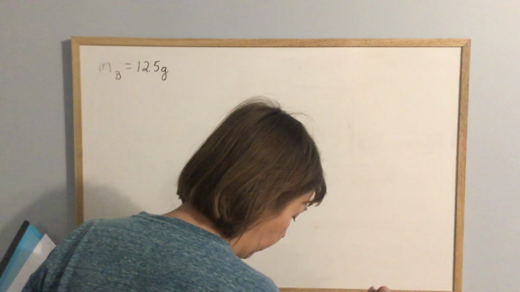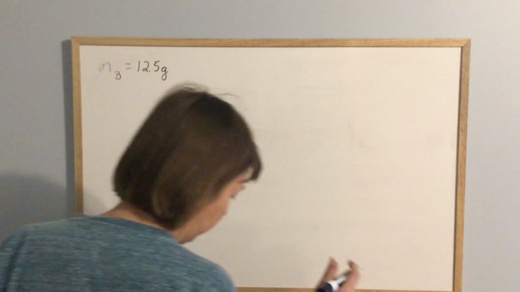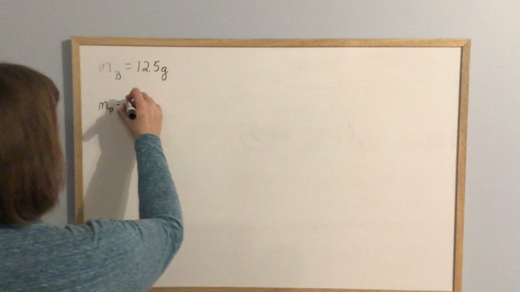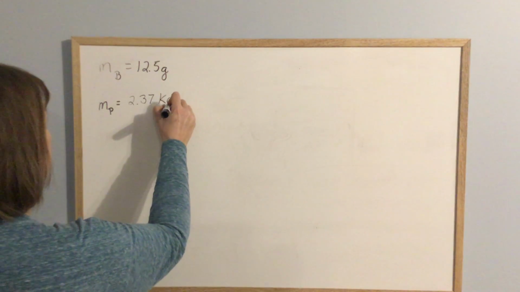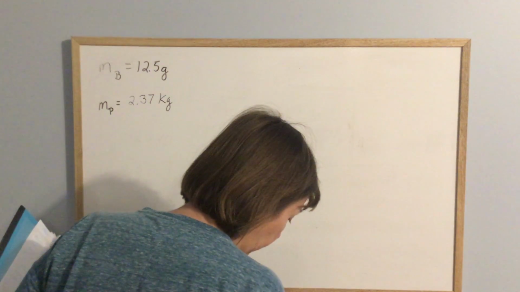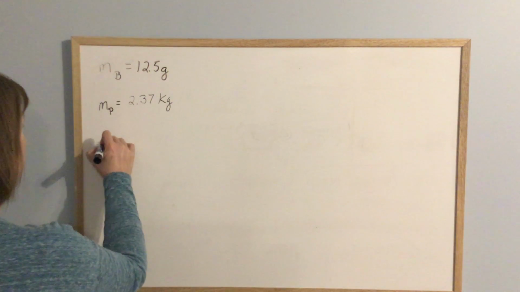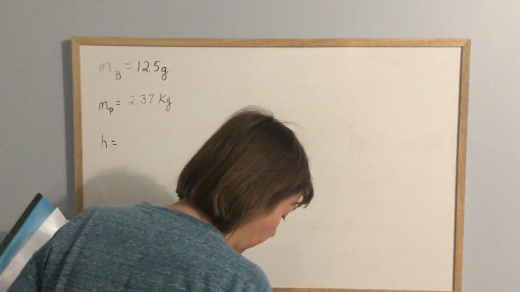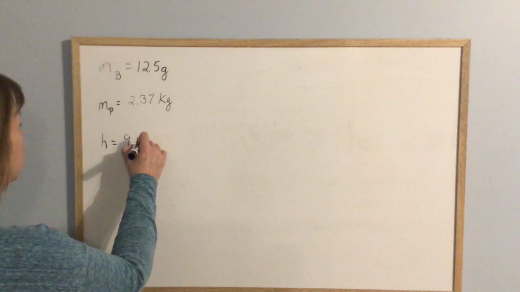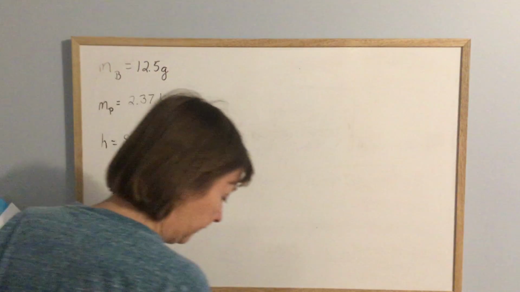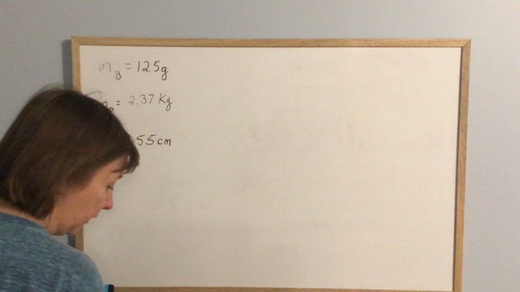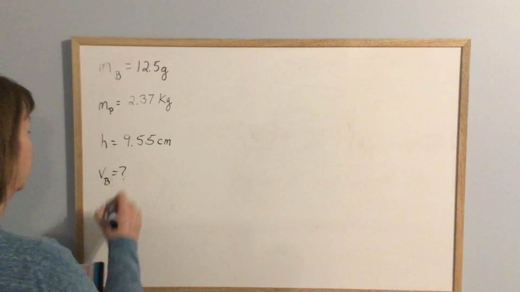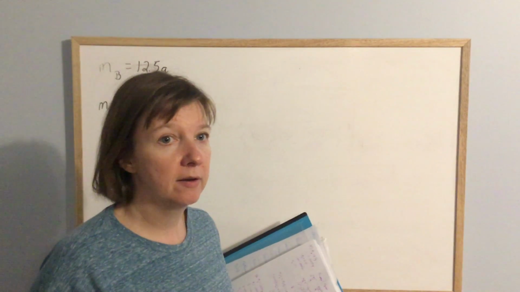So it says that ballistic pendulum, so mass of the pendulum is 2.37 kilograms. And that's in kilograms. The pendulum rises a distance, so I'm going to put H for height, you can put D for distance, doesn't actually matter, of 9.55 centimeters. And the question is, what was the speed of the bullet? So what was the speed of the bullet right before it hit?